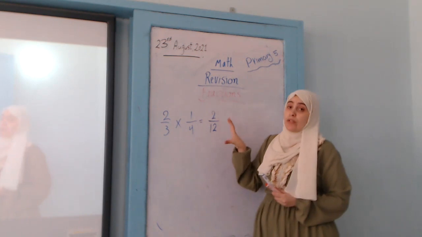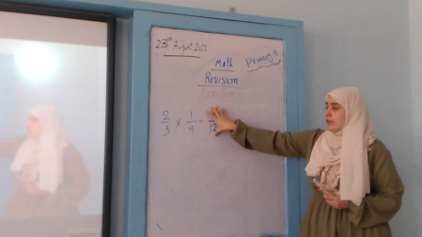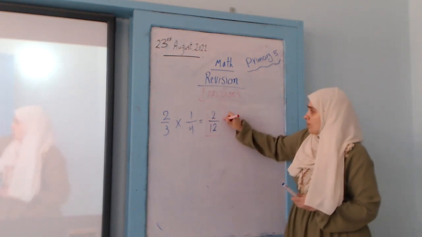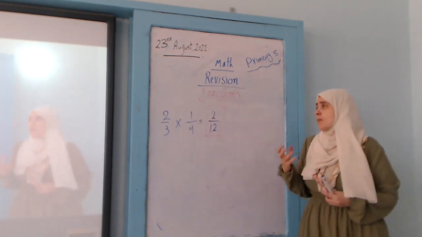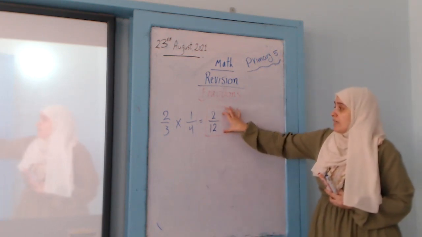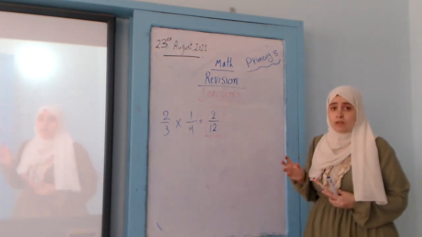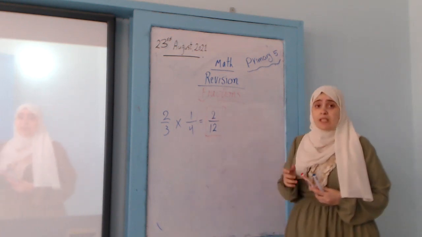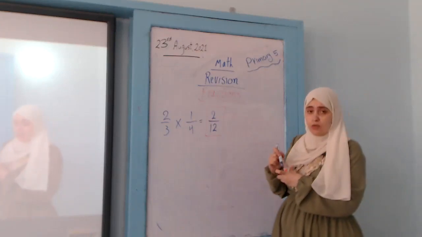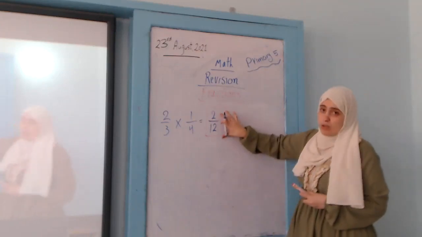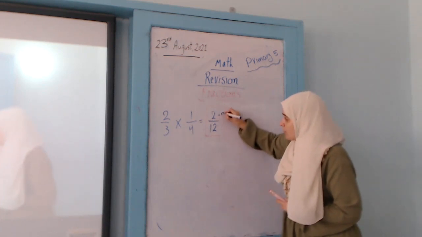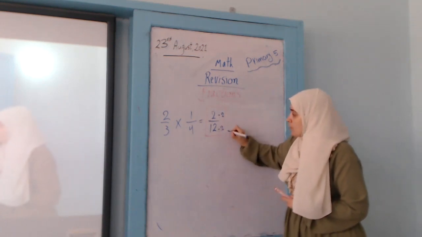In any example or any problem, I must put the answer in the simplest form. This answer is 2 over 12. What's the meaning of simplest form or simplifying? It means 2 and 12, do they exist in one table? 2 and 12 exist in table 2. So I can simplify by 2. I can divide both the numerator and the denominator by 2.